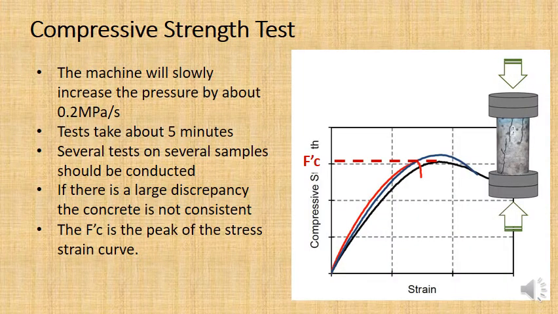Now, when we're squeezing the sample in the compressive strength tester, you can see there that actually there's a cylinder sample being tested, not a cubic. The machine will slowly increase the force, the pressure that it's squeezing the sample at. And it's quite slow. It's usually 0.2 megapascals per second.